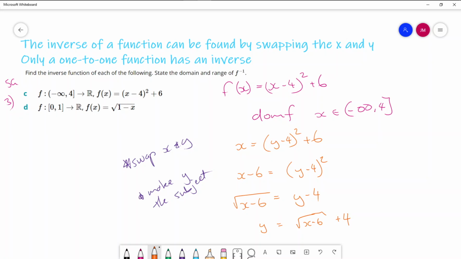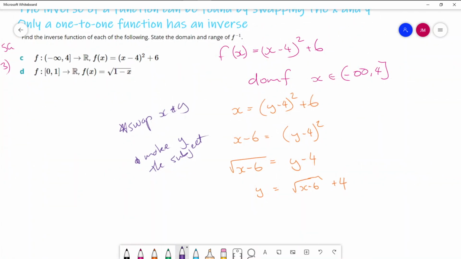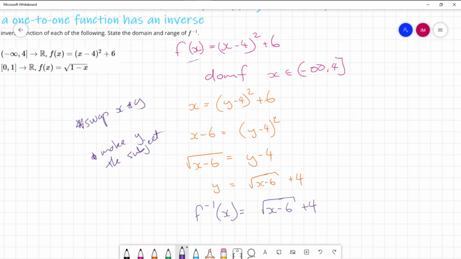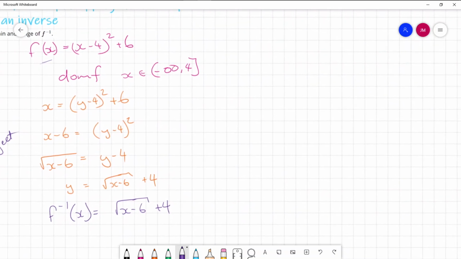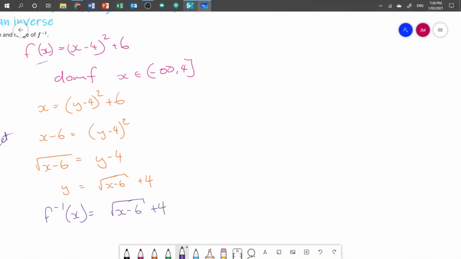Now, when we make y the subject, what we've done is we've introduced another variable. Our original function had no y's in it, so we want to swap out that for that function notation. F inverse of x equals root x minus 6 plus 4. So let's pull up our CAS and let's sketch these two and see what they look like in comparison to each other.